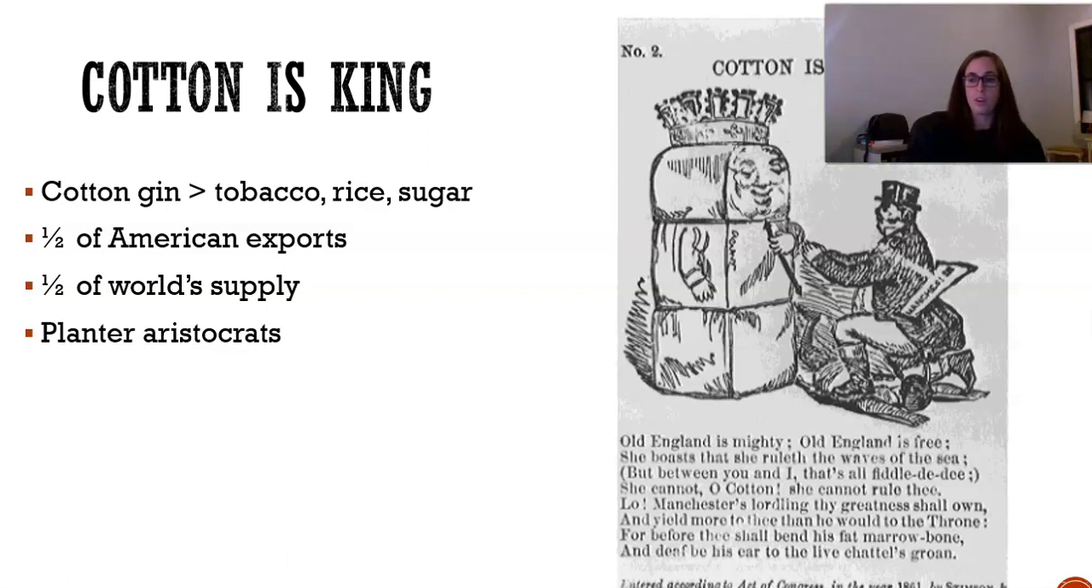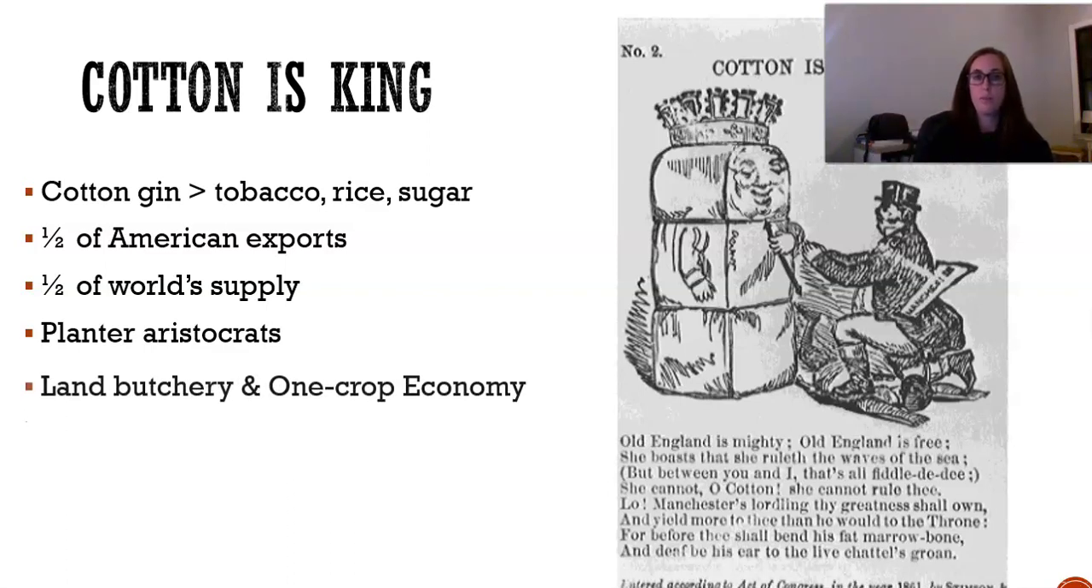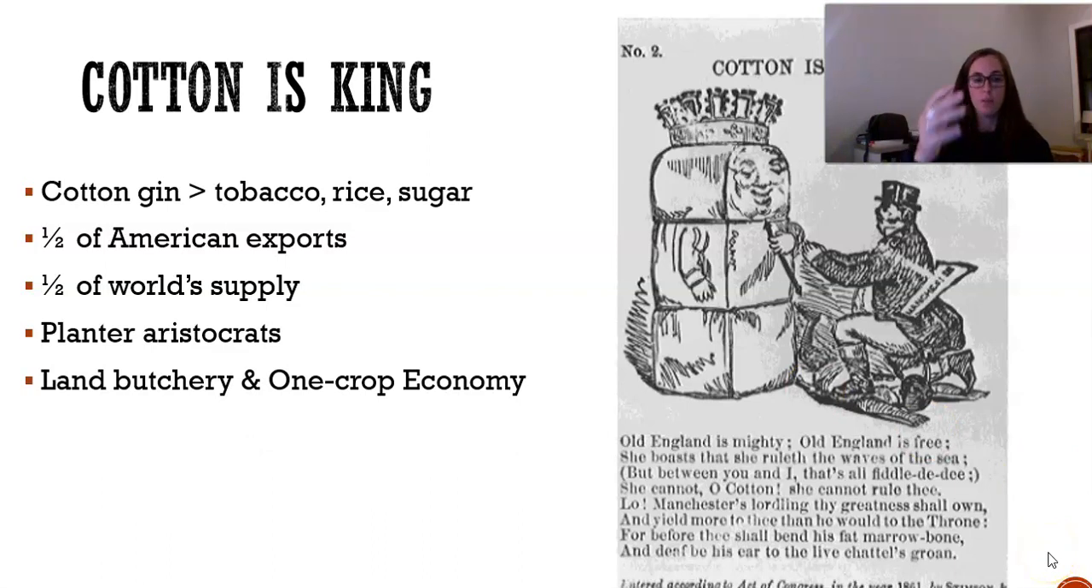Now, if we talk about cotton and the huge production of it, who's going to benefit the most? It's the planter aristocrats. As we've said before, they are the social, political, and economic leaders in the South. So we've seen that disparity between the large planters, and then we'll talk later about the smaller ones.